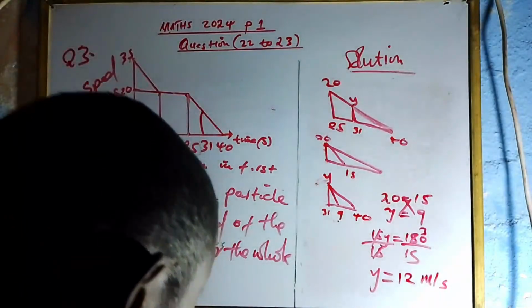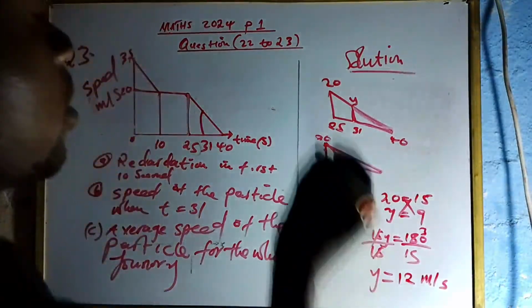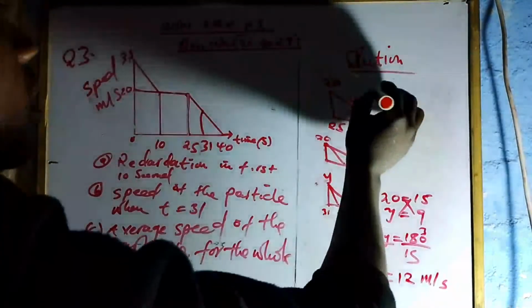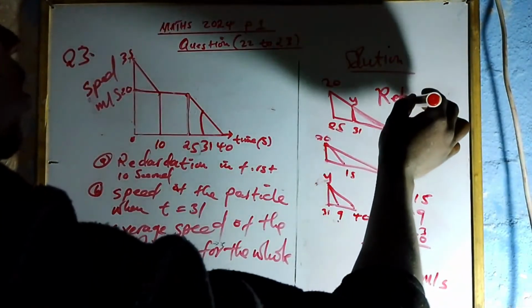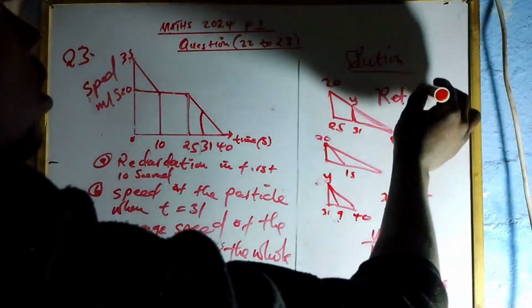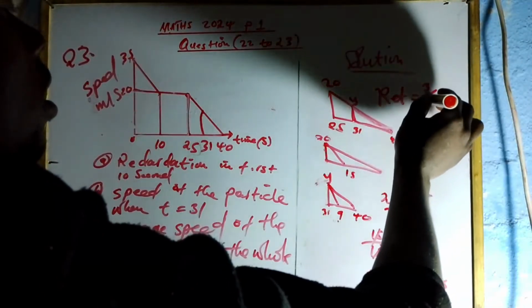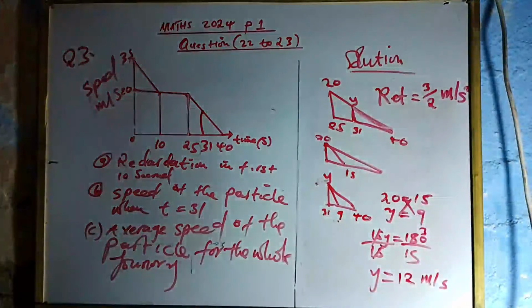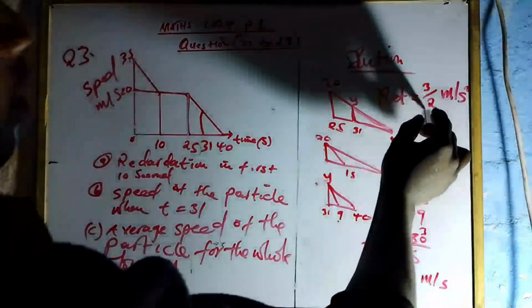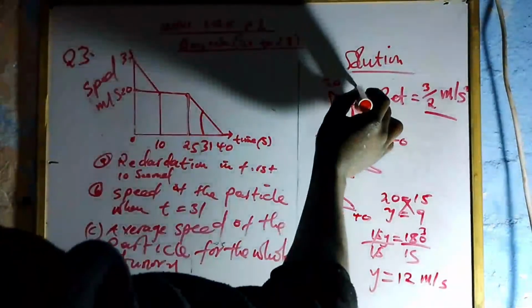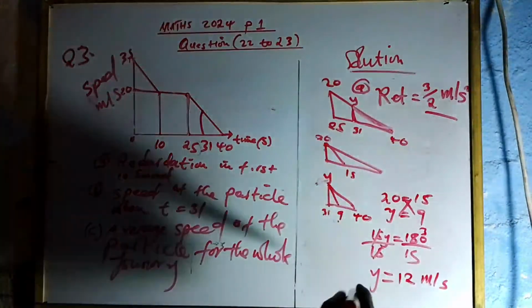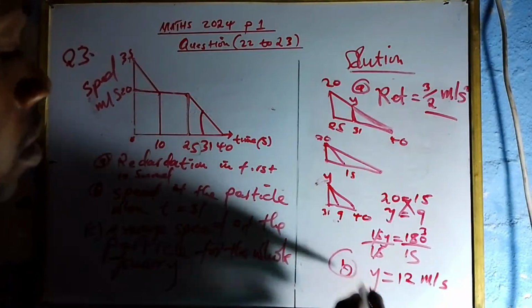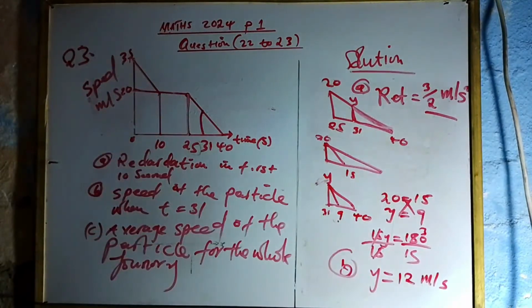Okay, and that first one, retardation, if I forgot, it is measured in meters per second squared. We have 3 over 2 meters per second squared. Okay, that is the first one here, A, and for B, this one here, the speed.